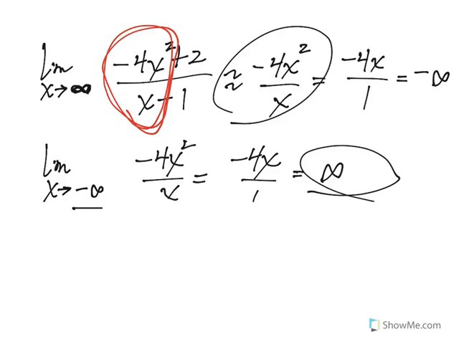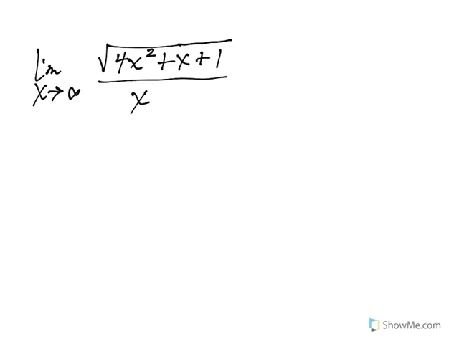All right. Now, some of these get to be a little confusing. Let's take a look at this one. If I take the limit as x goes to infinity of the square root of 4x squared plus x plus 1 all over x, going to positive infinity, I'm going to use a similar argument. These are the most dominant terms in the top and the bottom.